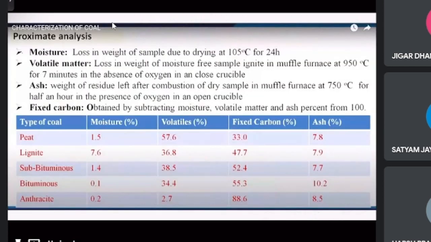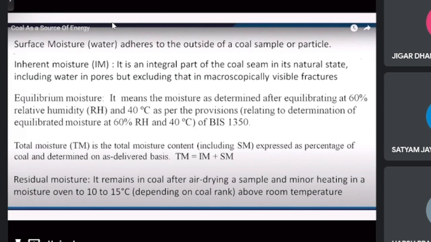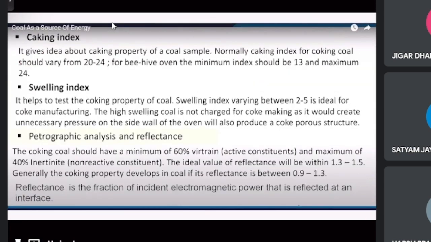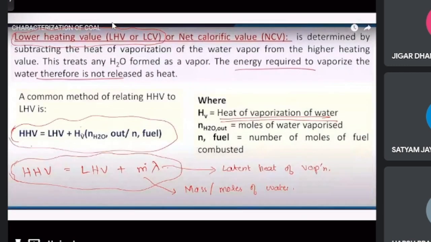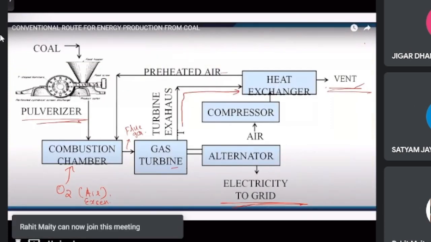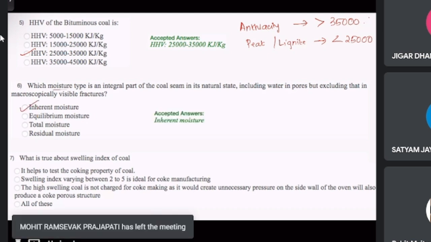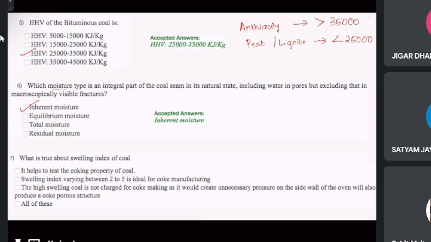Okay, so we'll go back to the definitions of moisture. So again, as the definitions of this moisture content, you can see inherent moisture is the integral part of the coal seam in its natural state, including waters in pores but excluding that in macroscopically visible fractures. So in our current question, this moisture content refers to the inherent moisture content.